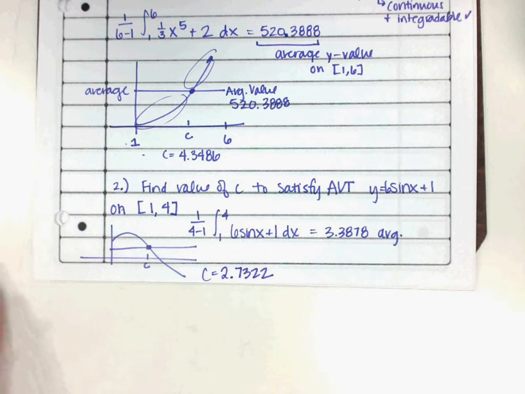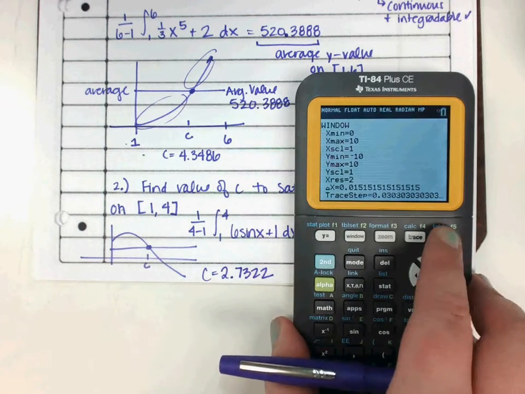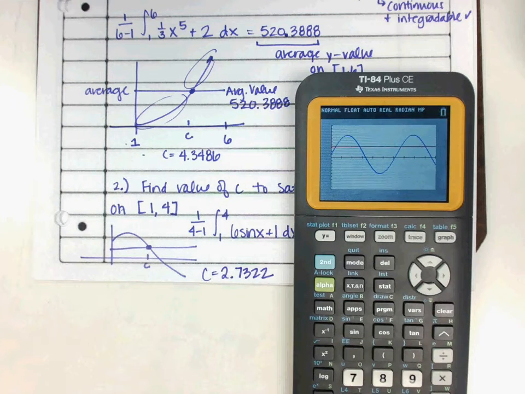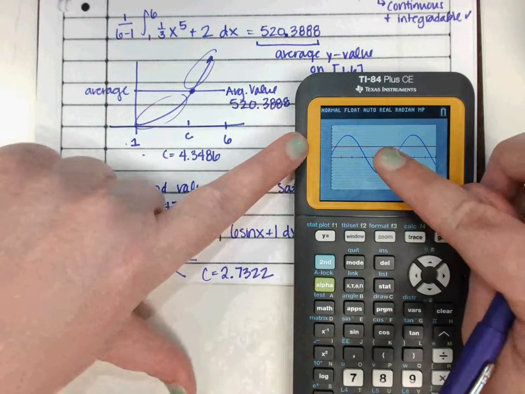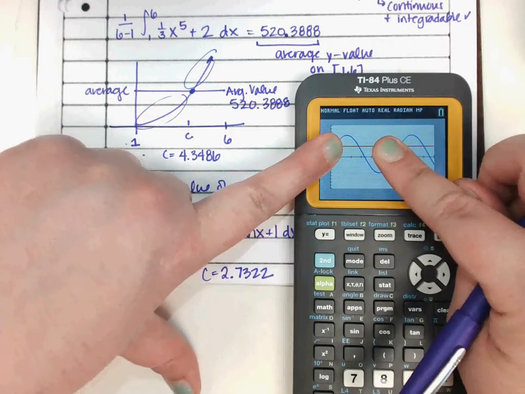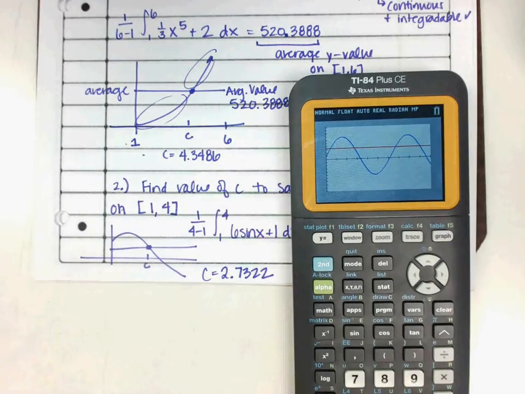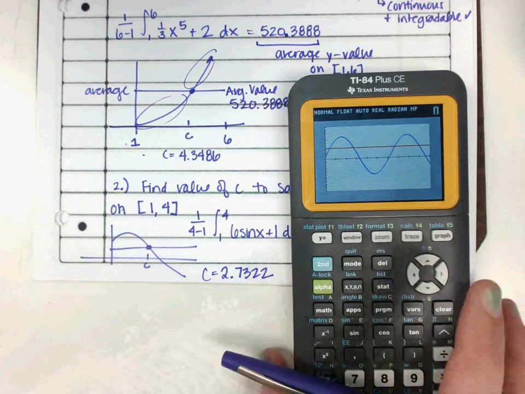Now, quick question. Let's say that I forgot to change my window and I left it at 0 to 10. How many times is sine going to hit that average? Literally forever. It will keep hitting it over and over and over again. But I have to pick the one that happens between where? 1 and 4. So if you graph the whole thing, I know that I want this one because that's between the values of 1 and 4. Even if it happens more than once, I only care about the one that happens on my interval. Does that make sense? Okay, cool.